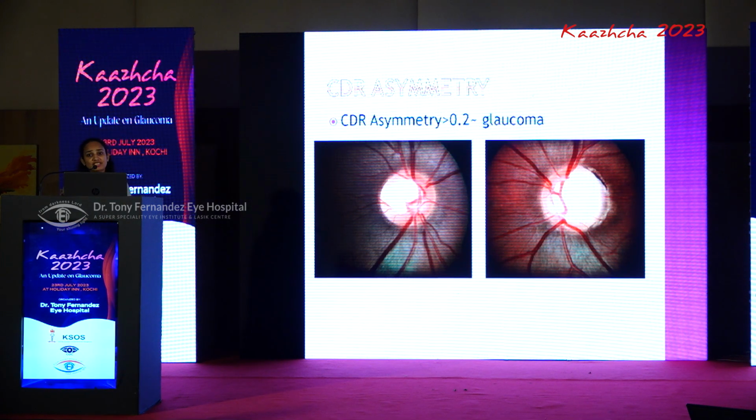Then the next parameter is CDR asymmetry. CDR asymmetry of more than 0.2 is suggestive of glaucoma. Here again, make sure that you are comparing discs of similar size. For example, see this. Here the right disc has got a cup disc ratio of 0.5. The left disc, the cup disc ratio may be around 0.7 or 0.75, but see there is a disparity in the disc size. The right disc is smaller than the left disc.